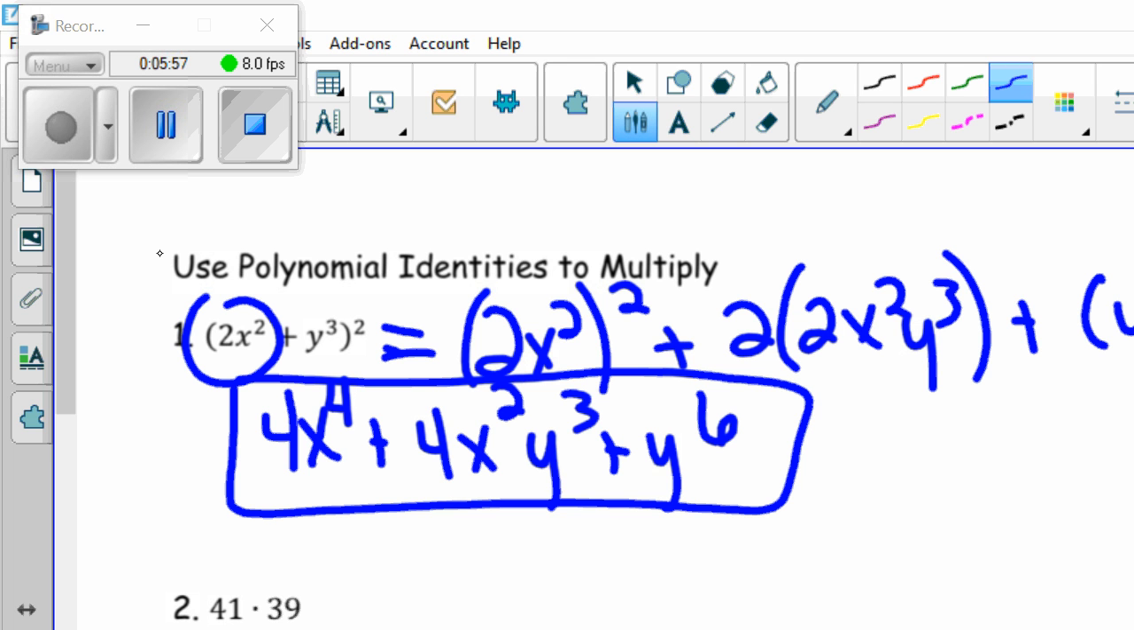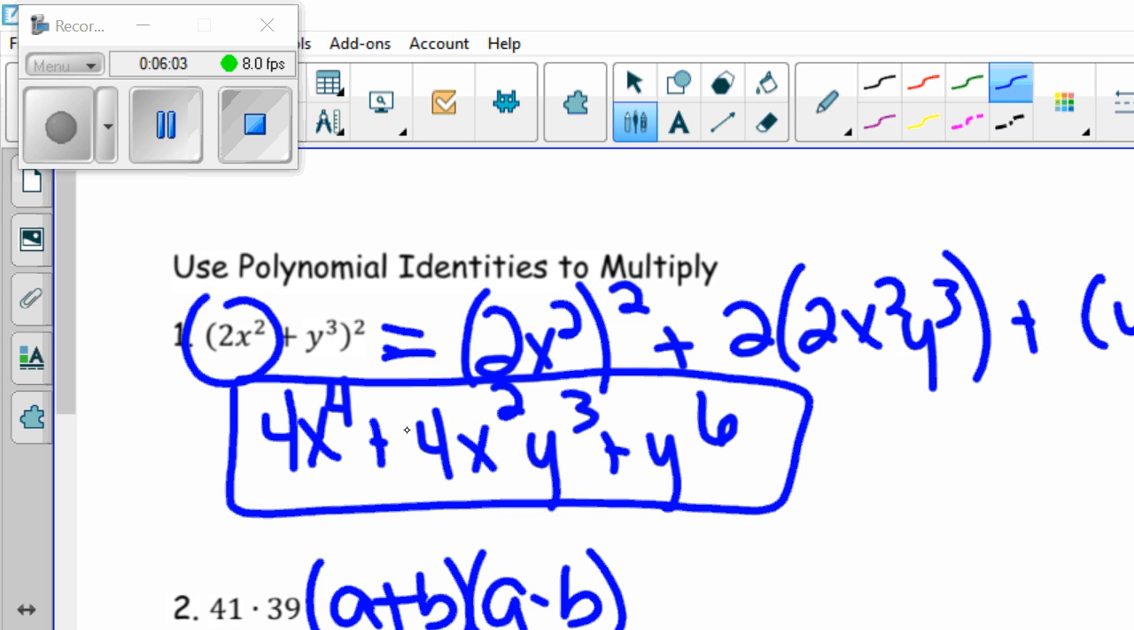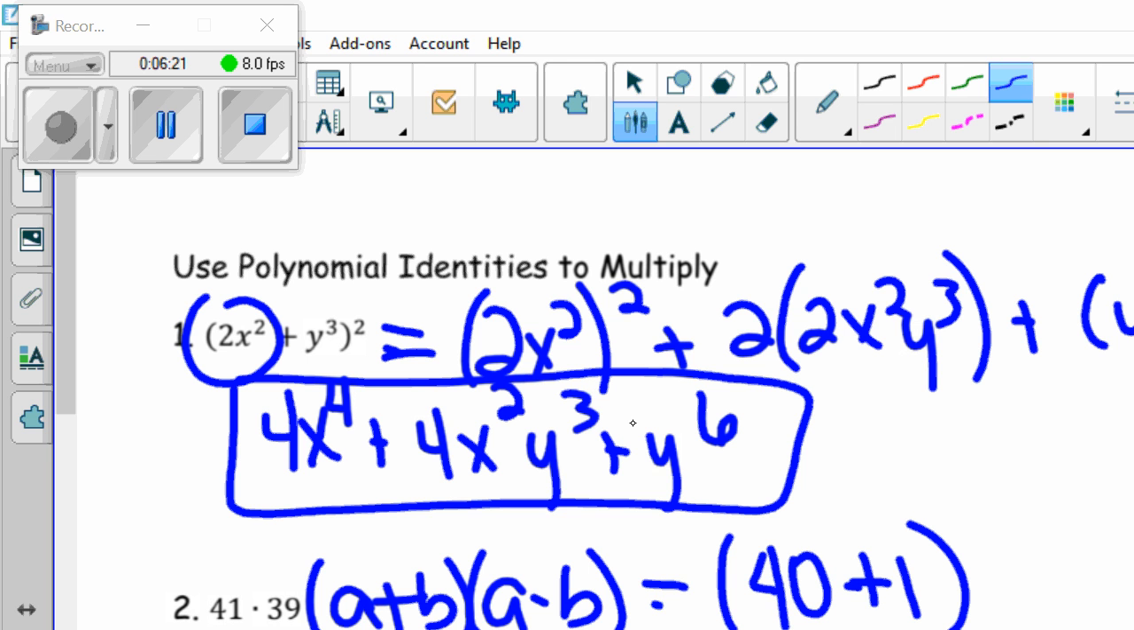41 times 39. If I can turn this into an a plus b and an a minus b, so we're just going to show you another way instead of working out 41 times 39. Okay? So if I turn it into an a plus b and a minus b, what's another way that I could write 41? I could write 41 as 40 plus 1. Another way I could write 39 then would be 40 minus 1. That gets me an a plus b and an a minus b. A is 40, b is 1. Okay? So now I see that this is a difference of squares, right?